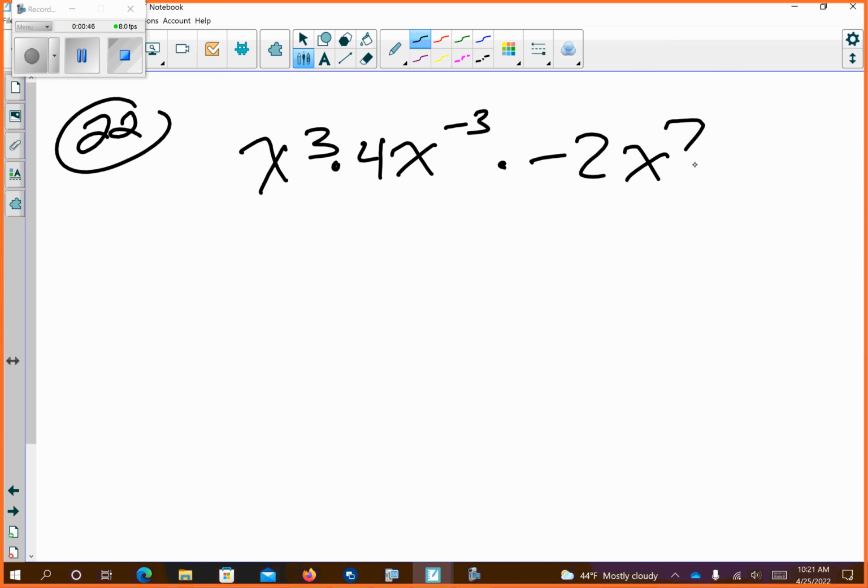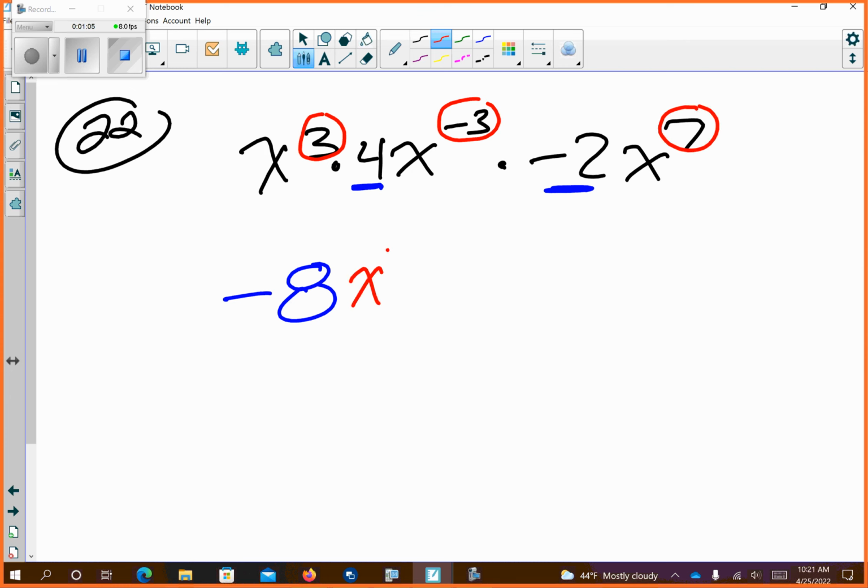Sweet. All right, so let's think about this the same way we were doing. So 4 times -2 gives me -8. You feel comfortable with that? So now I need to add the exponents. So 3 added to -3 is 0. 0 added to 7 is 7. Done.